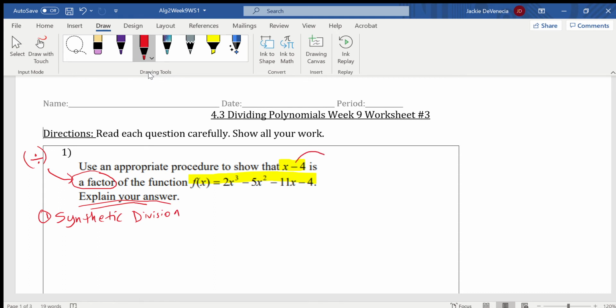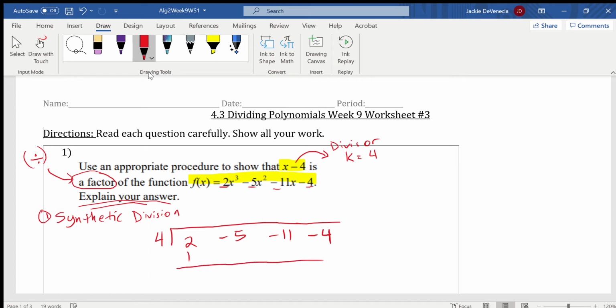So here we notice, okay, so this would be our divisor. And we notice that we have a -4 here. So the k we're going to use the opposite of -4, which is a +4. And we're going to set up our synthetic division. So 4 would be out here, and the coefficients will be inside. So we have a 2, we have a -5, we have a -11, and then we have a -4. We don't need to put 0 over here because all of the exponents are there, 3, 2, 1, nothing's being skipped. Okay. So now we're just going to bring down the 2, and then we're going to multiply.